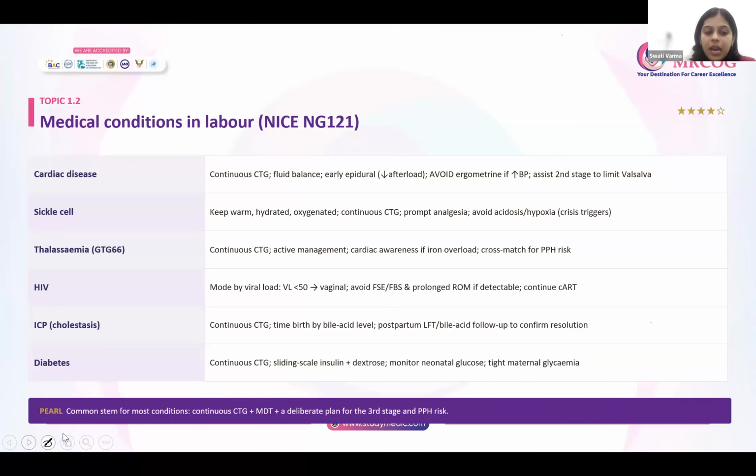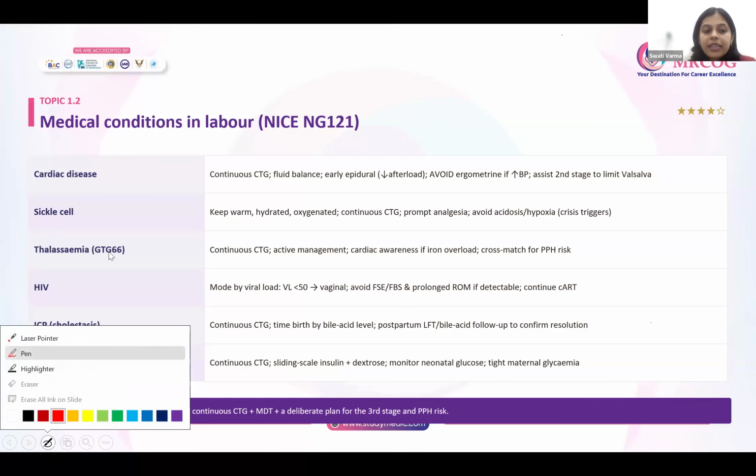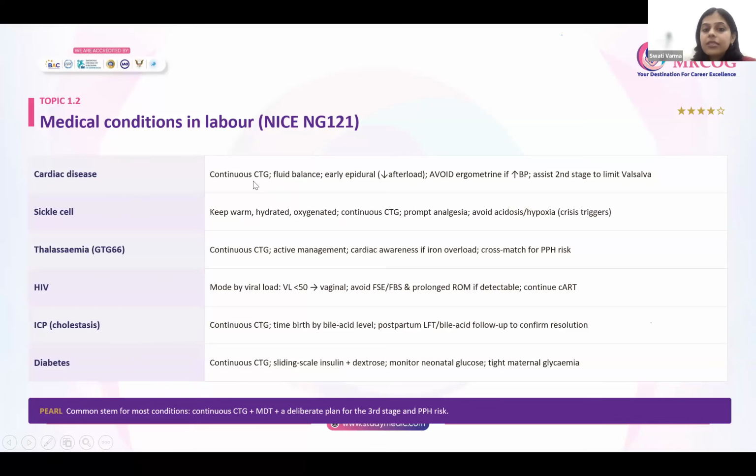So first, let's take up cardiac disease. Regarding cardiac disease, one very important thing is that she should be on continuous CTG because there might be chances of fetal distress in between. Next important thing is fluid balance. Fluid balance again is very important in cardiac disease. Why? Because very easily the lady may get decompensated. There may be variations in systemic vascular resistance and cardiac output. Means rather than the normal physiological changes, in cardiac disease the things may be slightly different. So we need to monitor fluid balance very closely.